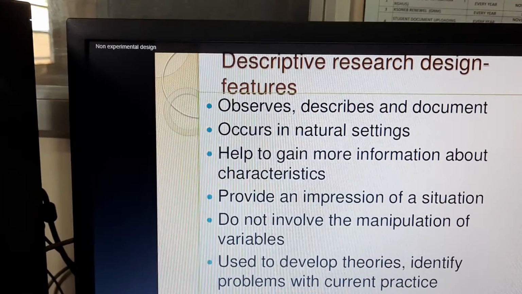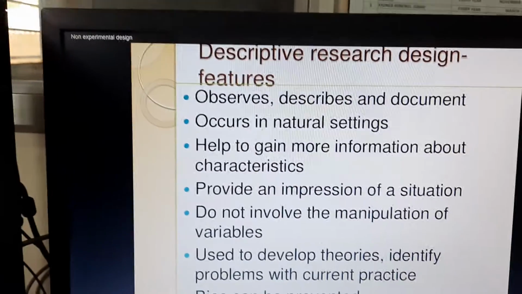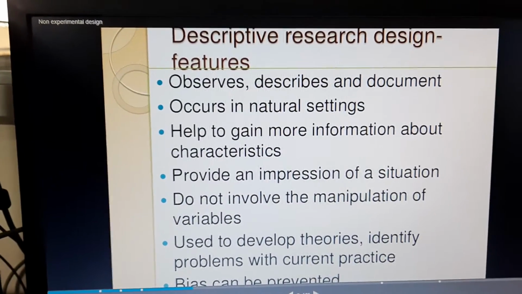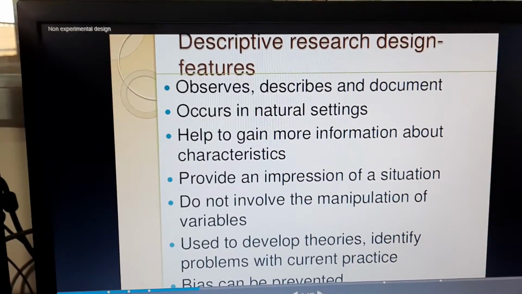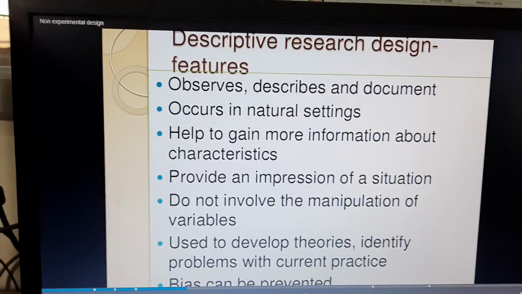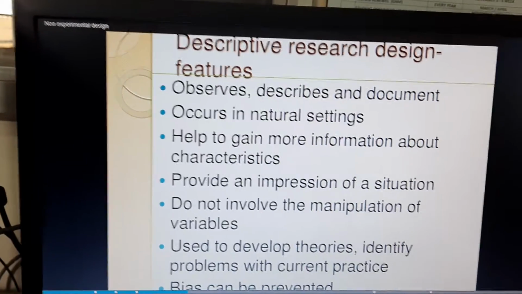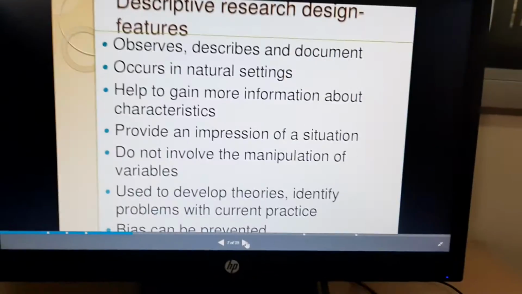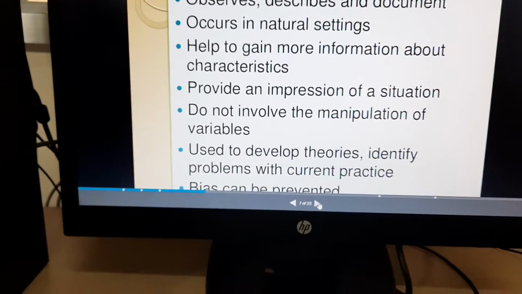It helps to gain more information about the characteristics. Along with what has previously been observed, you have to observe more information from the samples. It provides an impression of the situations. So provide a good environment: how are they reacting? If it is a bad environment, how are they reacting? This is the example I am giving.